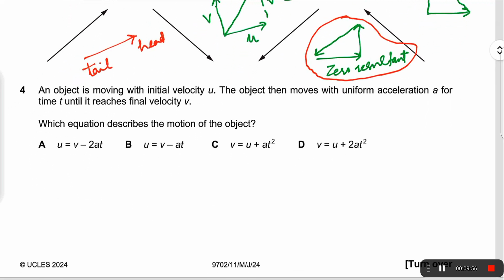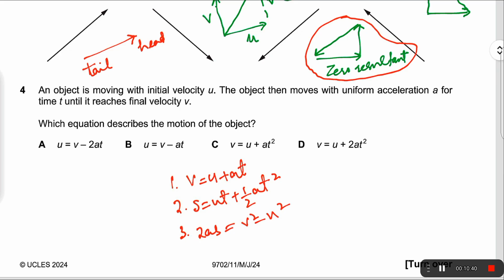Now there is the fourth question. An object is moving with an initial velocity u. The object then moves with uniform acceleration a for time t until it reaches final velocity v. I think we have discussed it so many times. There are actually three equations of motion. v is equal to u plus at. Second equation is s is equal to ut plus 1/2 at square. And the third one is 2as equal to v square minus u square.